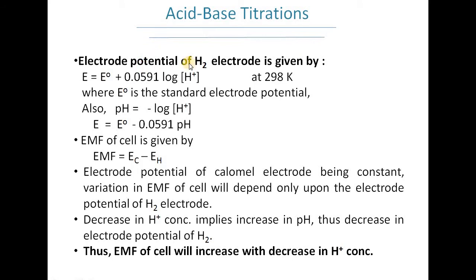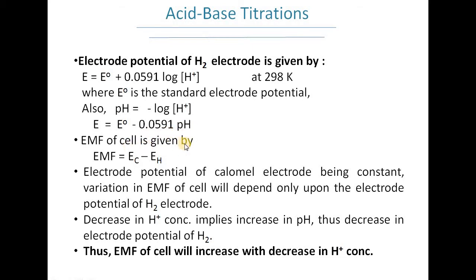Now, the electrode potential of the hydrogen electrode is given by this expression at 298 Kelvin, where E naught is the standard electrode potential. Now, pH is related to hydrogen ion concentration by this expression. So, we can write E is equal to E naught minus 0.0591 pH.